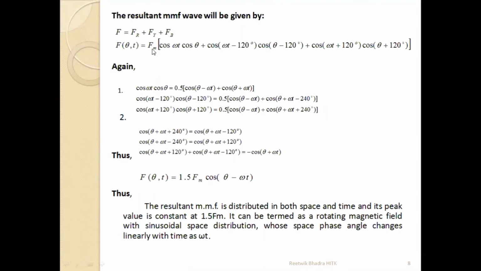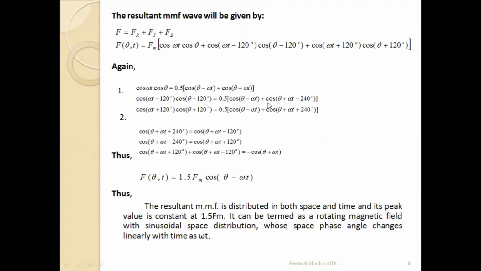Now Fm is common, and I am adding all these 3 factors. All the factors written in point 1, this one, this one, this one, can be added. See, the first term is the same for each: 0.5 cos(theta minus omega t), here also 0.5 cos(theta minus omega t), and 0.5 cos(theta minus omega t). So if these 3 are added, you will get 1.5 cos(theta minus omega t).